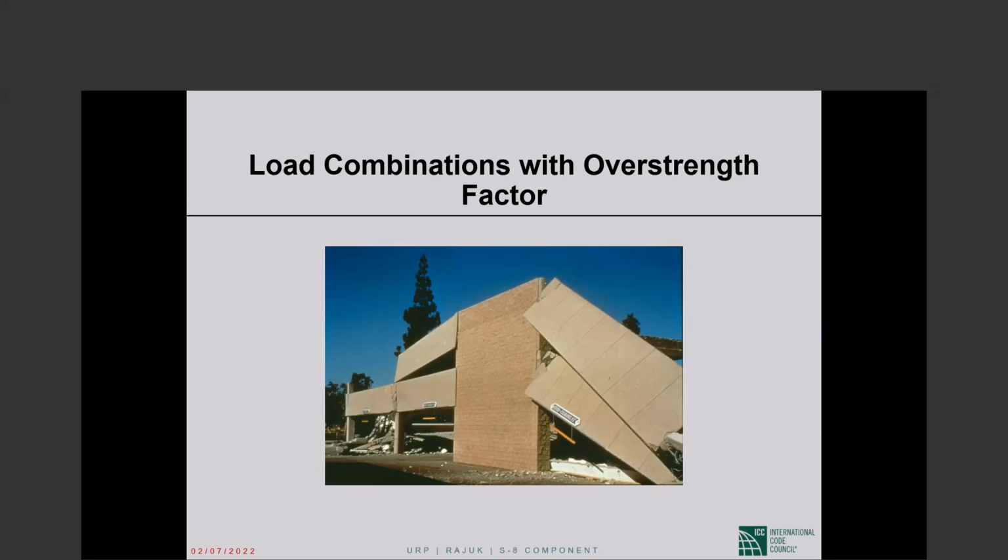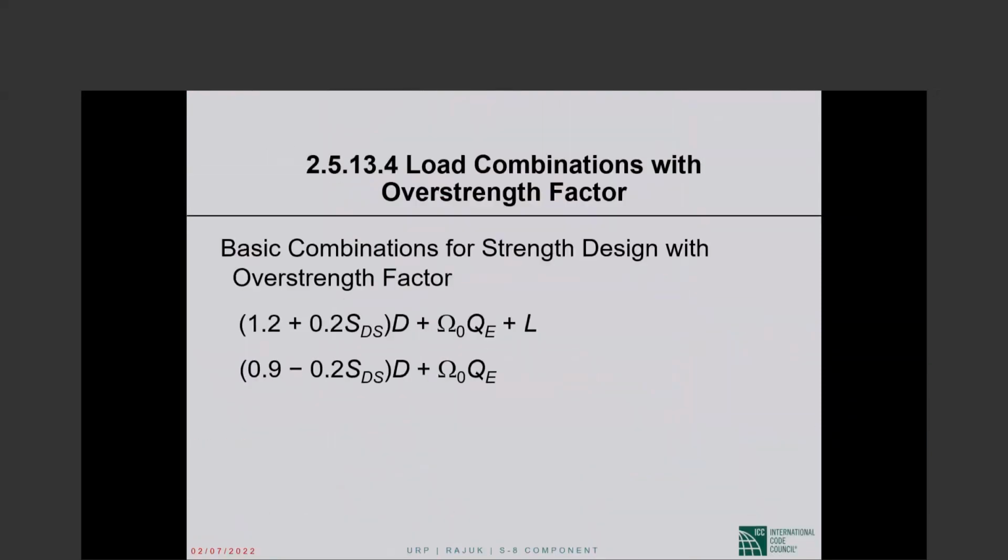So this is vitally important: collector elements are to be designed using the load combinations with overstrain factor. These are the special seismic load combinations, or load combinations with overstrain factor as we call them now. This is the same as the regular load combinations, except here we have omega sub 0 rather than the rho, the redundancy factor.